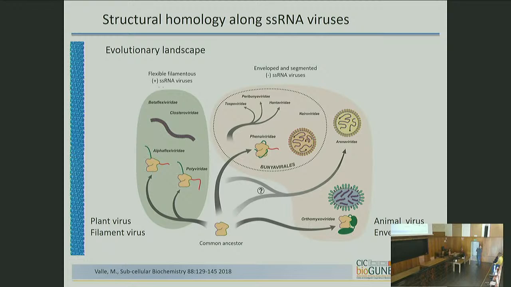Another point is that in plants, the virus is transmitted between plant cells through plasmodesmata. Those are small pores between cells, and they are narrow. And it's much better to have a filament that can cross between cells rather than a large spheric structure that cannot cross, that cannot reach the neighbor cell.